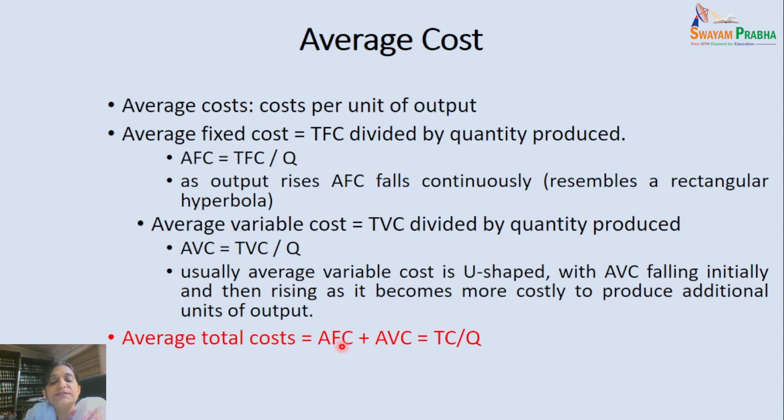Average total cost is therefore average fixed cost plus average variable cost, or we can say it is total cost divided by the quantity being produced. So we will calculate average cost for TC, TFC and TVC. AFC is TFC divided by Q, AVC is TVC divided by Q. Average total cost, or AC as many times it is referred to, is either the sum of AFC and AVC or total cost divided by the quantity produced.